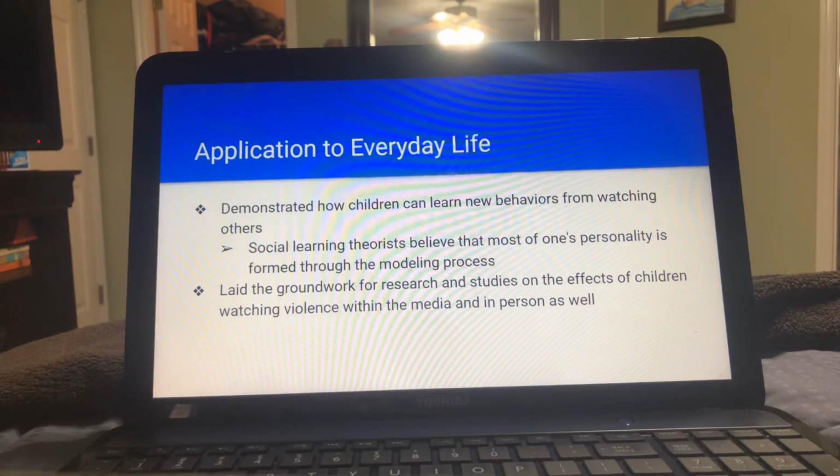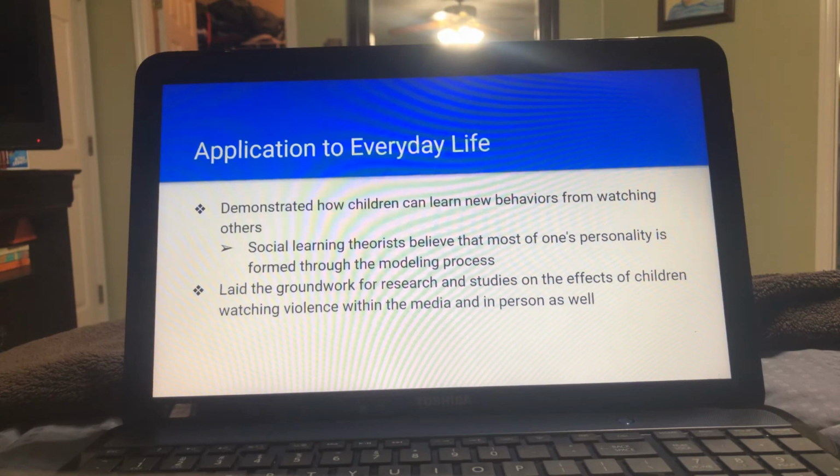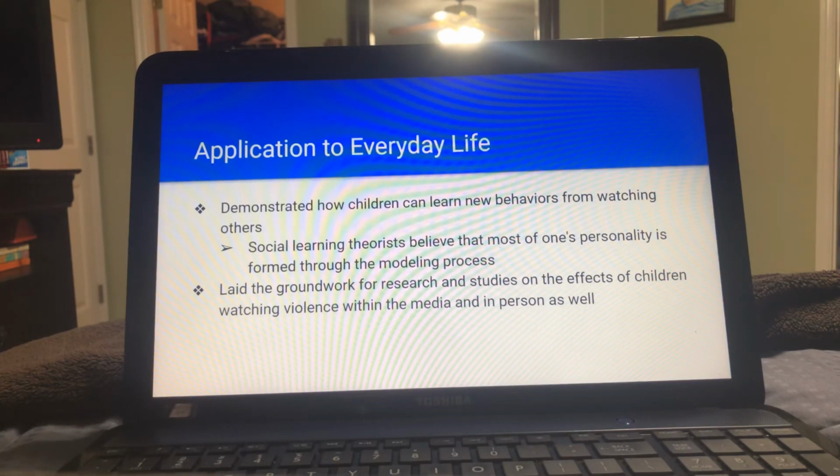Application to everyday life demonstrated how children can learn new behaviors from watching others. In social learning, theorists believe that most of one's personality is formed through the modeling process, and it also laid the groundwork for research and studies on the effect of children watching violence within the media and in person as well.